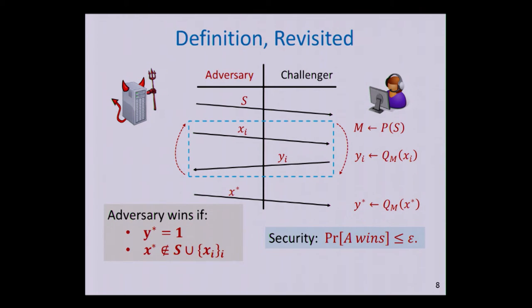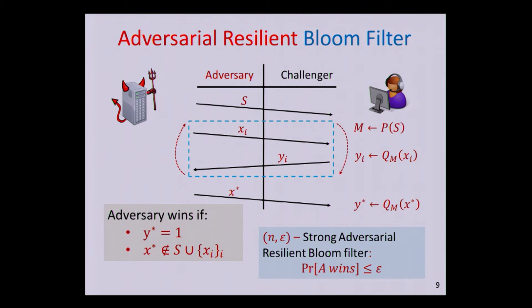OK, so now we have a new definition of security for a Bloom filter. Of course, now we can talk about the computational power of the adversary. If I don't say anything, I assume the computational power of the adversary is polynomially bounded. And so we get a new definition, which we call an adversarial resilient Bloom filter. If we have a data structure that follows this definition, we say that it's an (n, epsilon) strong adversarial resilient Bloom filter. Strong because we didn't limit the number of queries that he can make. And if we limit the number of queries to t, then we say that we have an (n, epsilon, t) adversarial resilient Bloom filter.